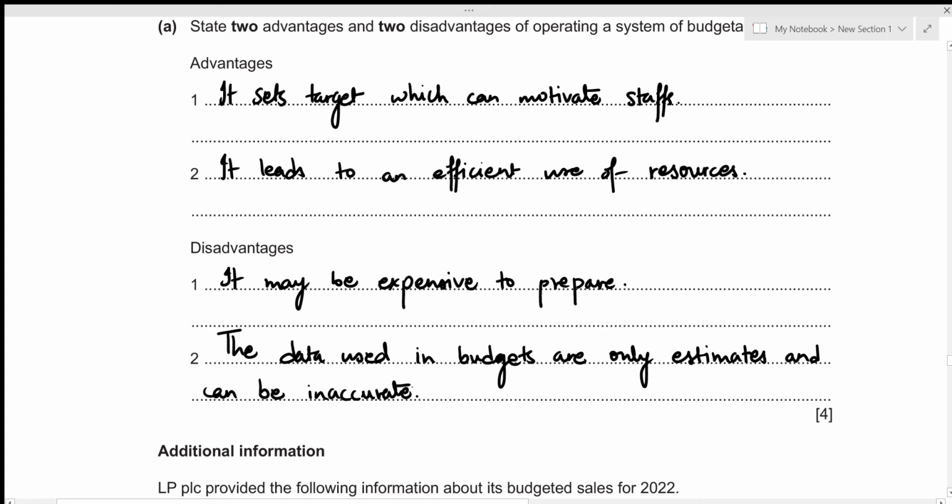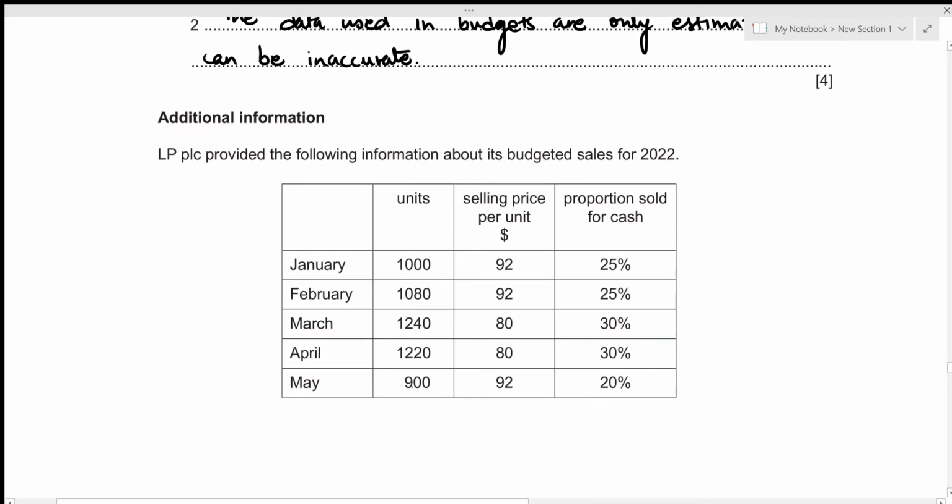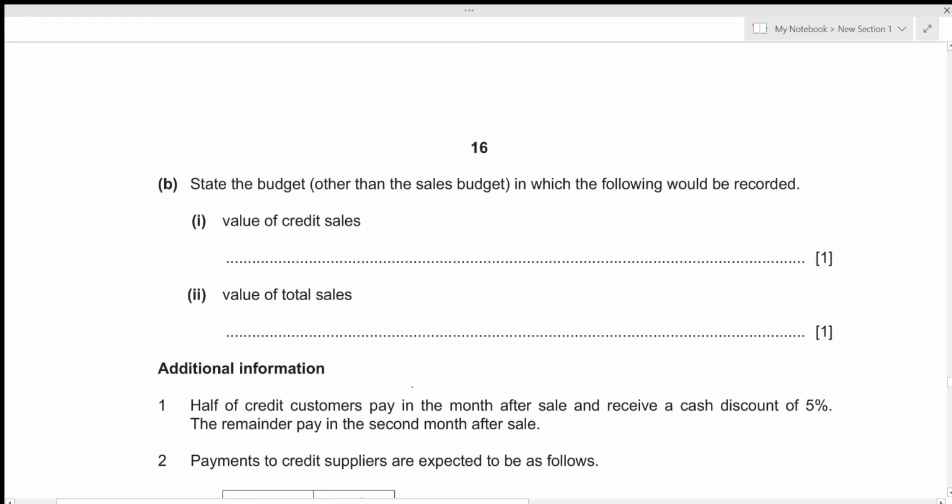Alright, this concludes the first part of this question. We can now move to the second one. We are given additional information regarding the budgeted sales for 2022. Then for the second question, we need to state the budget other than the sales budget in which the following would be recorded. The first one is the value of credit sales.